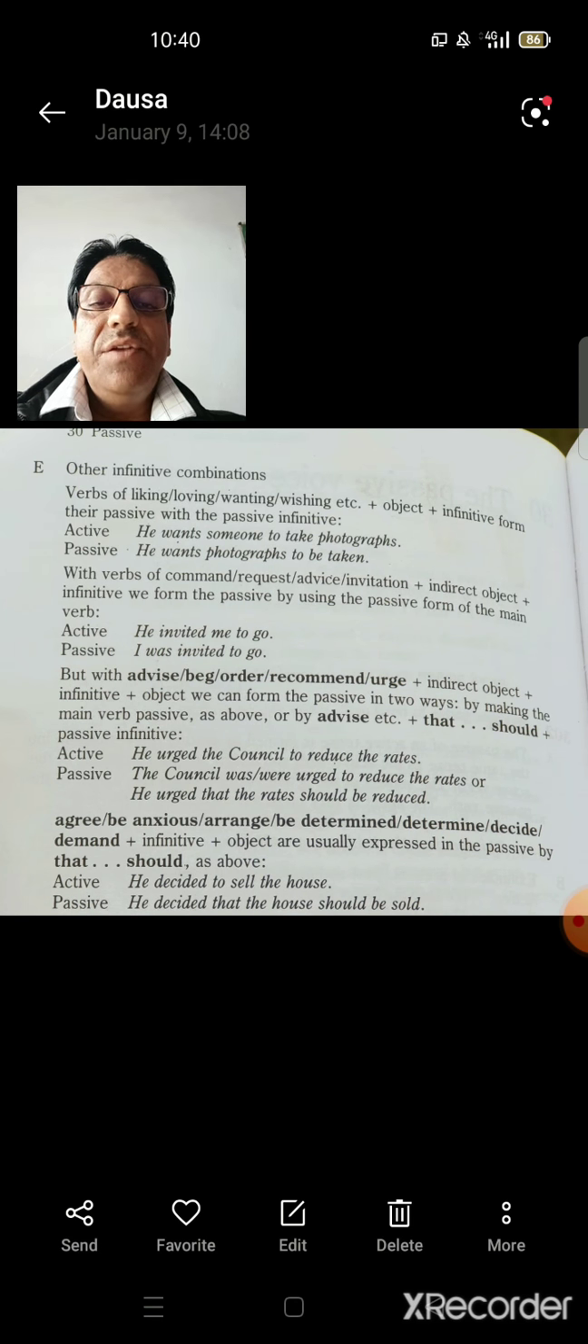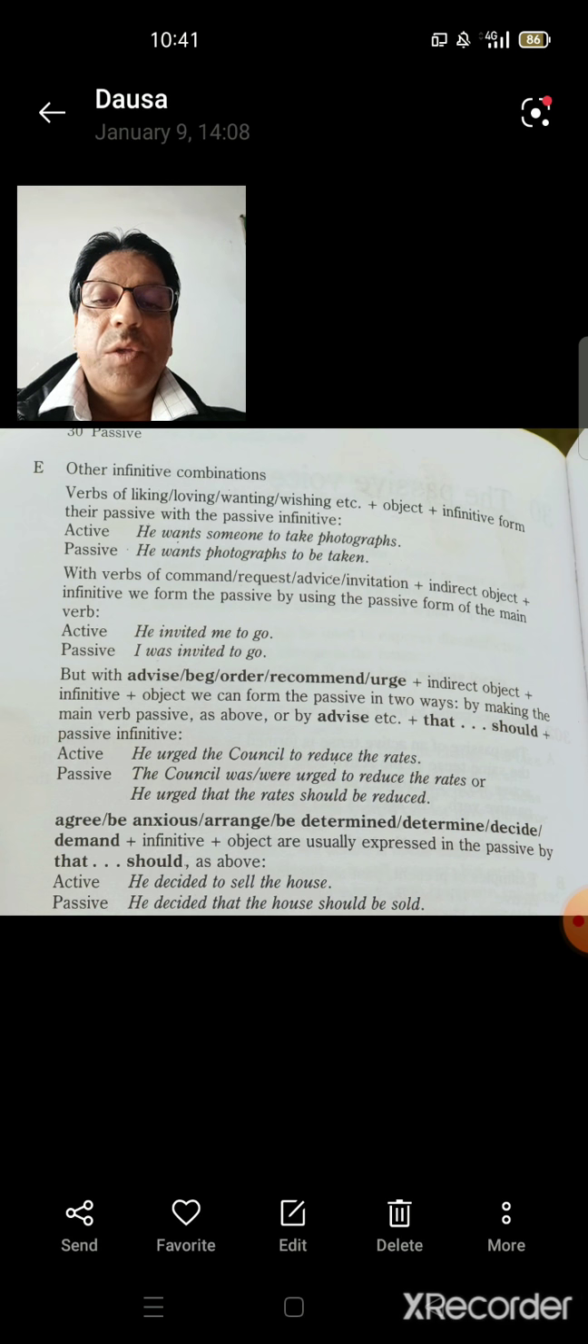Now, on other infinitive combinations, that is when we have object plus infinitive, that is he wants someone to take the photographs. So we have an object over here. He wants someone to take photographs. So he wants the photographs to be taken. This is the passivization of this. Another thing is when we have invitation plus indirect object plus infinitive. He invited me to go. I was invited to go.